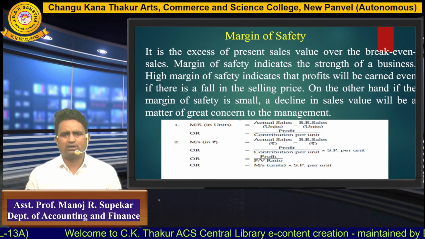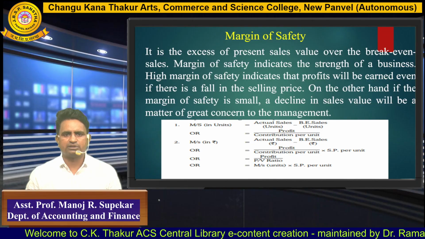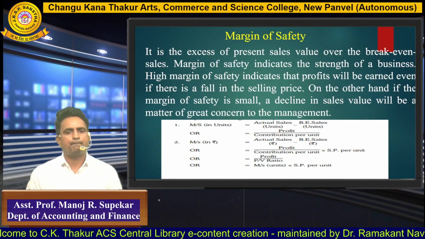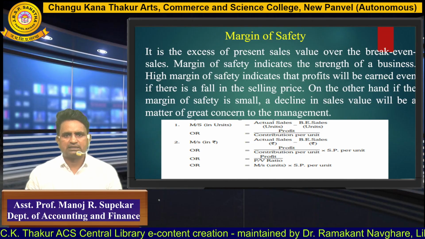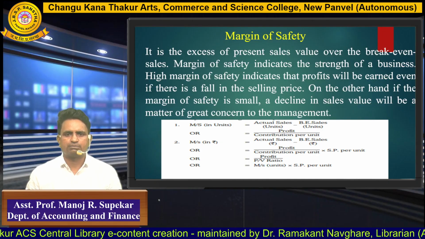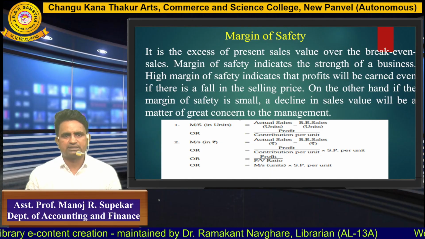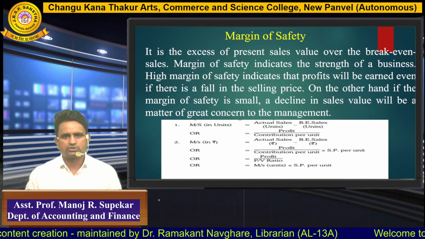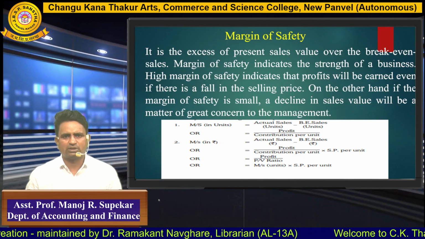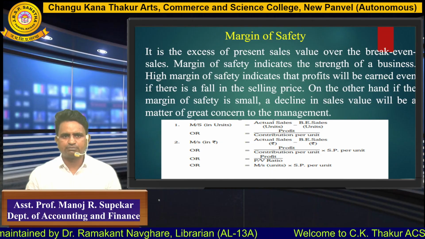There is one more formula to calculate the margin of safety in units: profit upon contribution per unit. There is one more formula: profit upon contribution per unit into the selling price per unit. And there is one more formula: profit upon PV ratio. So these are the different formulas to calculate the margin of safety in units.